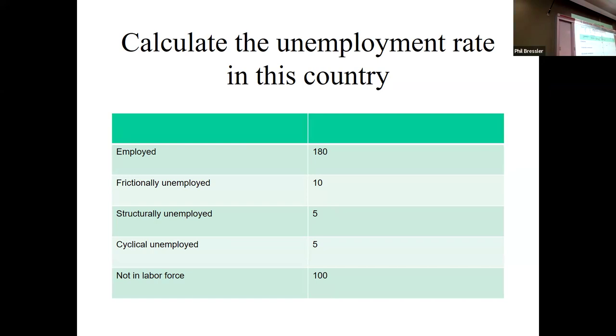What are the two that would be there? Big frictional is true, right? So it'd be 15 over the 200, right? Is cyclical included in the bottom of that? Yeah, because you're still in the labor force.